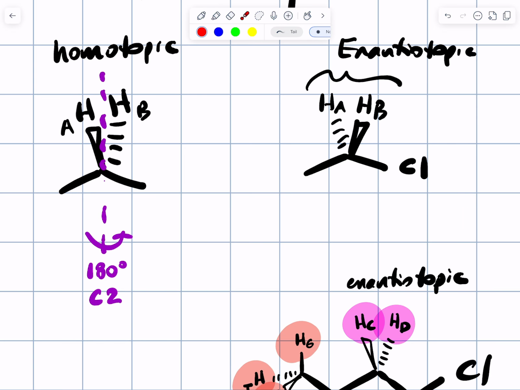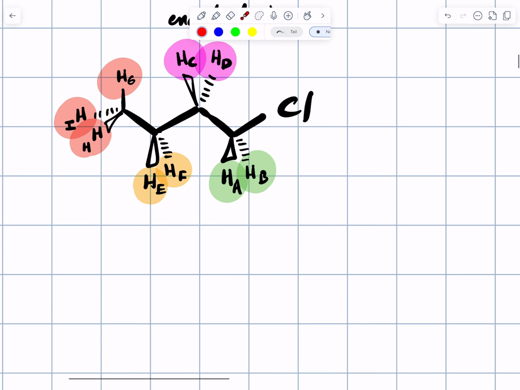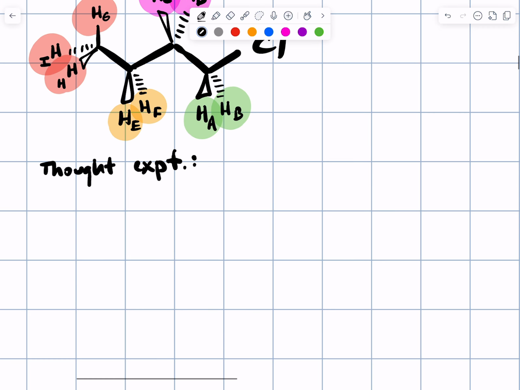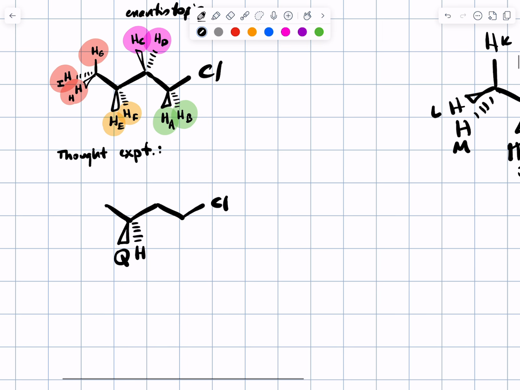One quick, I wouldn't call it a hack because it's almost more complicated than what I've taught you, but it's a thought experiment you can do to check whether protons are enantiotopic or not. So your thought experiment is to replace one of the two protons on a CH2 group with something else. So let's say we replace HE with something else, and we'll call it Q because we have a question about what it is.